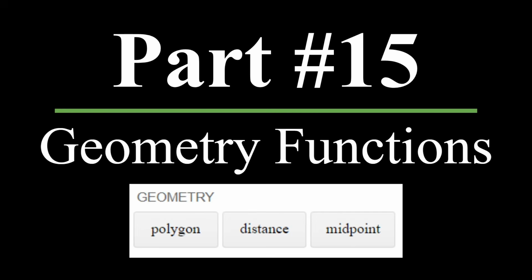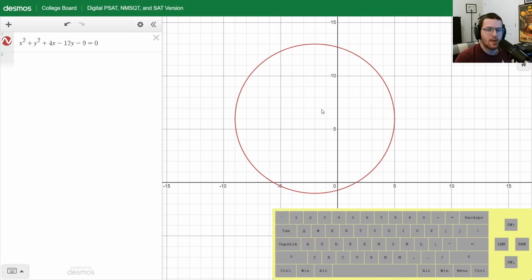Part 15. Geometry functions. Okay, so as I went over in my equation of a circle video, the distance and midpoint functions are incredibly helpful if you need to find the center and the radius of an equation of a circle that's not in the nice standard form, x minus h squared plus y minus k squared. So you see this one's expanded. I can't tell what the center and the radius is just by looking at that.